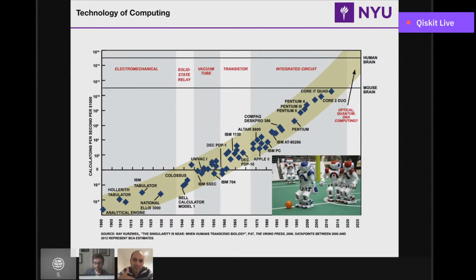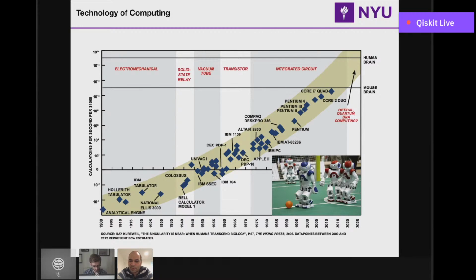So there is a hypothesis, and how valid is that, I guess we can discuss. But the philosophy is that around this time, maybe 10 years from now, maybe 20 years from now, there will be another jump from what we have right now. And that next jump could be optical, quantum, DNA computing.